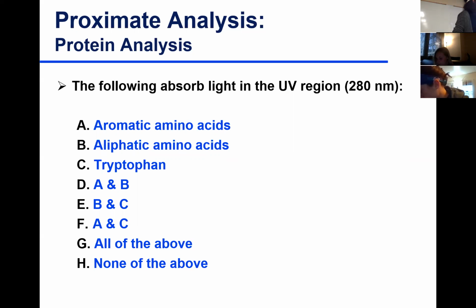So what components of the protein absorb at 280? What do you say here? Aromatic amino acids, aliphatic amino acids, tryptophan. What absorbs at 280? Remember your food chemistry here. I'm sure this was covered somewhere. Yes, Michelle?